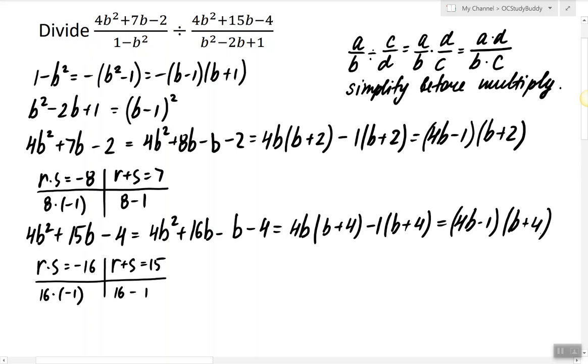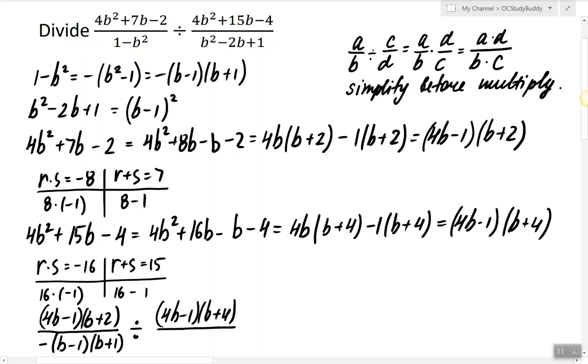So to divide the original two rational expressions, I'm going to divide their equivalent rational expressions written in factored form. So for the first one, I'm going to have (4b minus 1) times (b plus 2) over negative (b minus 1)(b plus 1), dividing it by (4b minus 1) times (b plus 4) over (b minus 1) squared.